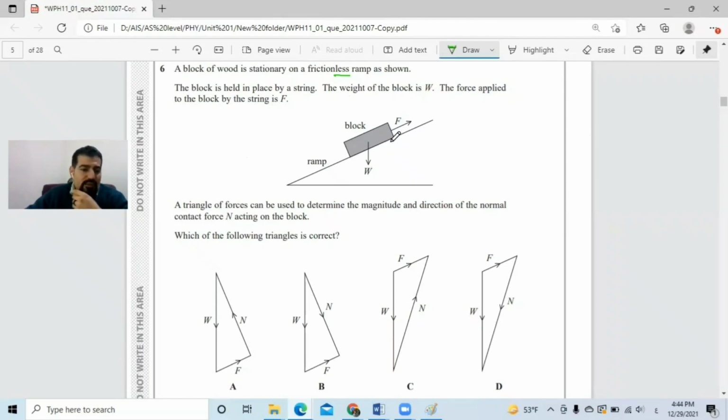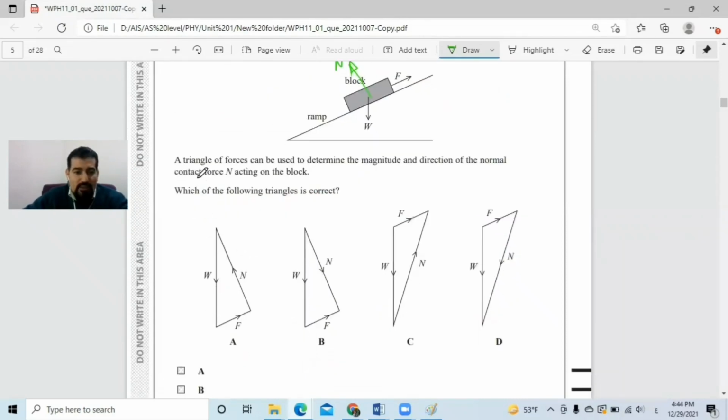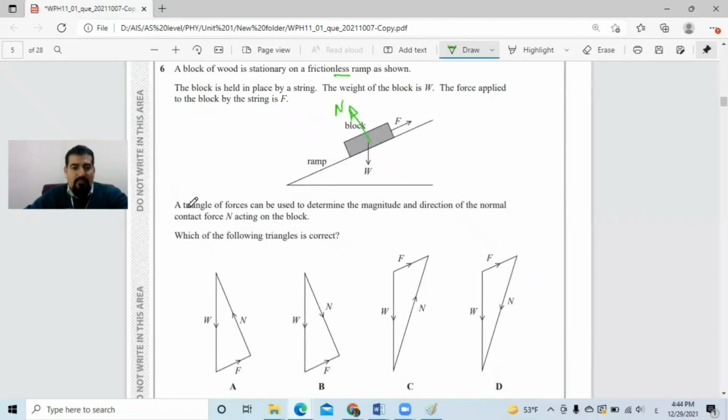Are there other forces here, guys? Yes, there is. Thank you. What is it? It's the normal reaction. It acts in this direction. Good. Thank you. Okay, so the triangle of forces can be used to determine the magnitude and the direction of the normal reaction force.